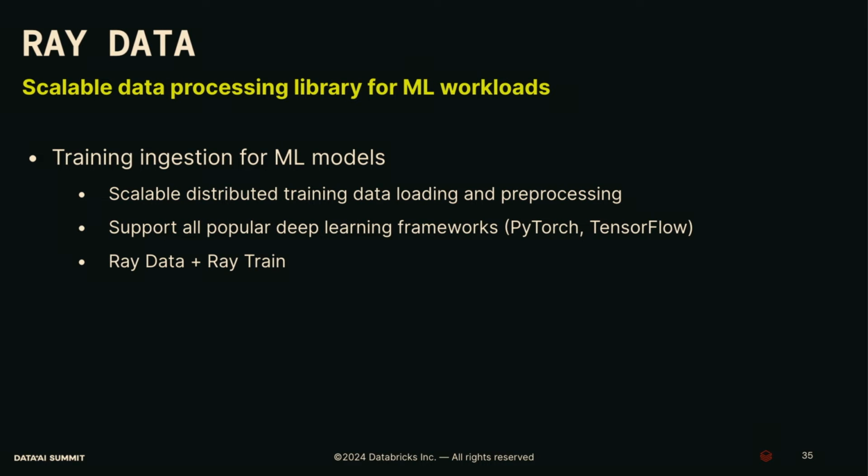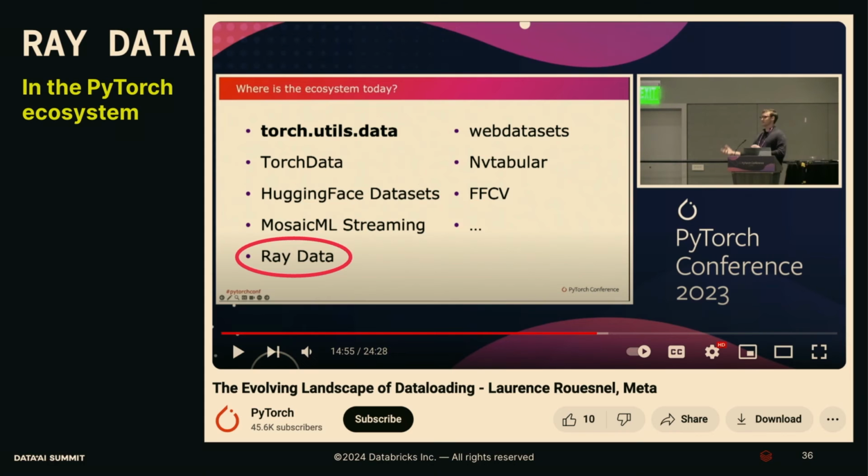So the second use case is distributed model training. For distributed model training, data loading has always been the biggest pain point. People do not know how to load it, shard the data, or parallelize the data for model training. So Ray Data provides scalable distributed training data loading and preprocessing functionality. It supports all the popular deep learning frameworks such as PyTorch and TensorFlow, which can be done with Ray Data plus Ray Train. Ray Data is in the PyTorch ecosystem, as was called out at the PyTorch conference last year by the speaker from Meta, as one of the solutions in the PyTorch ecosystem for data loading.